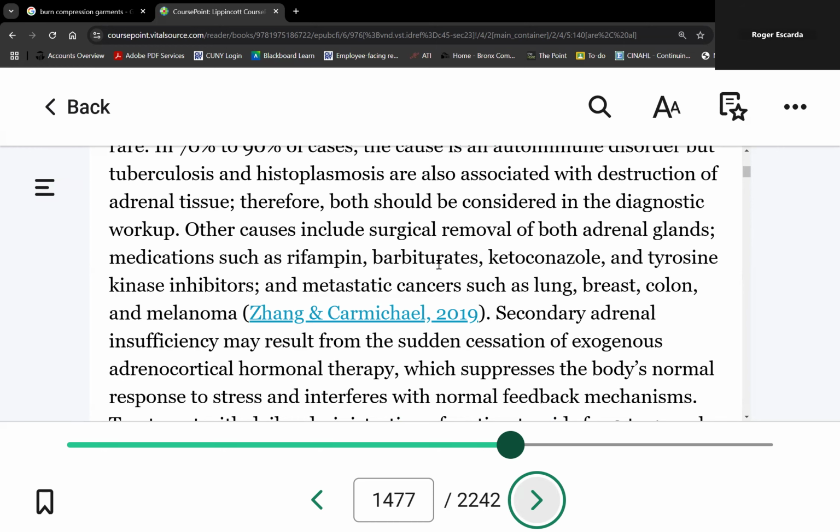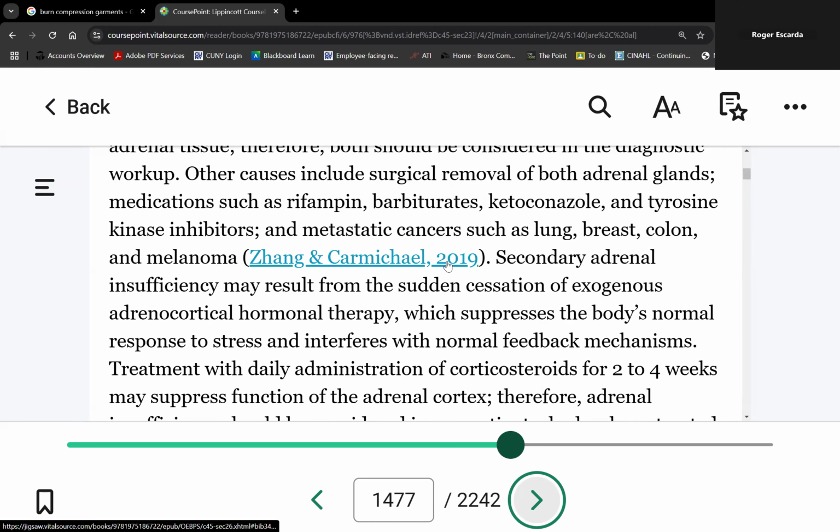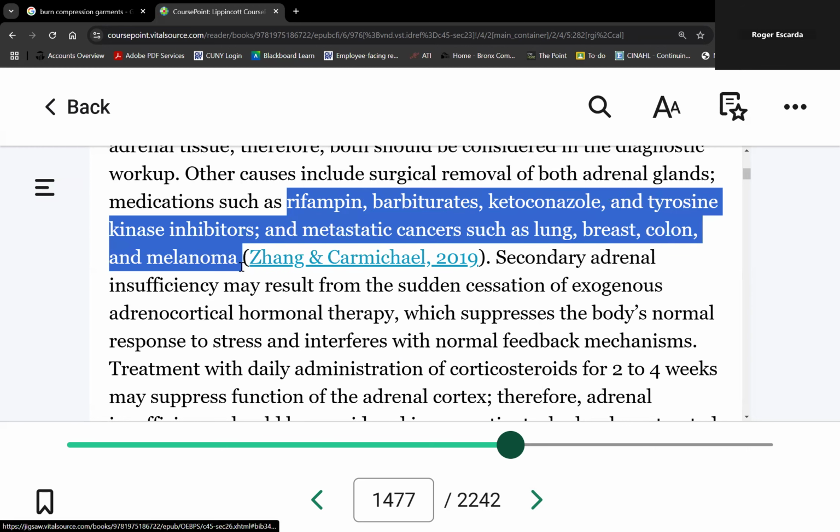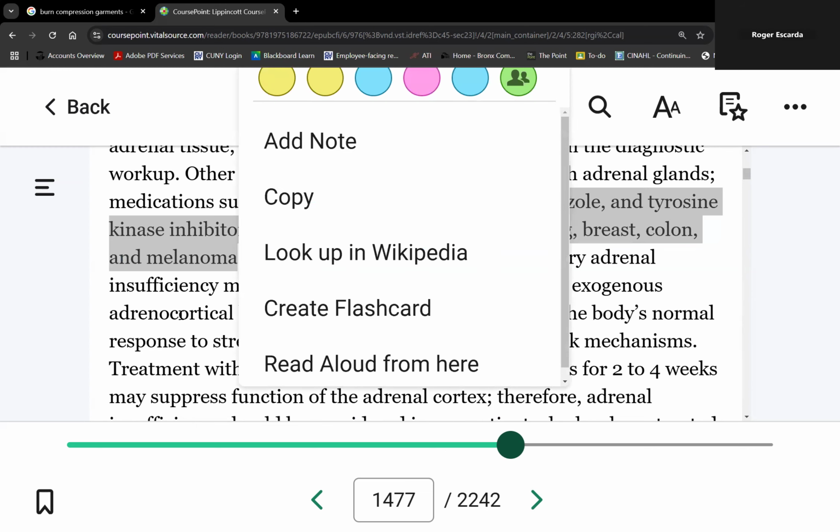There are some drugs that can affect or cause this problem as well. So these are the drugs known to cause adrenal insufficiency as well. However, if it's drug induced, it's temporary, meaning it's only occurring because you're taking these medications. Then of course, if we take it out, then you're back to normal. Does that make sense?